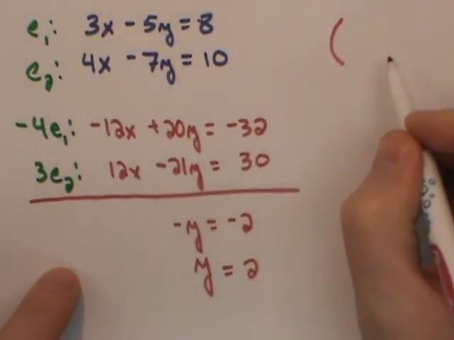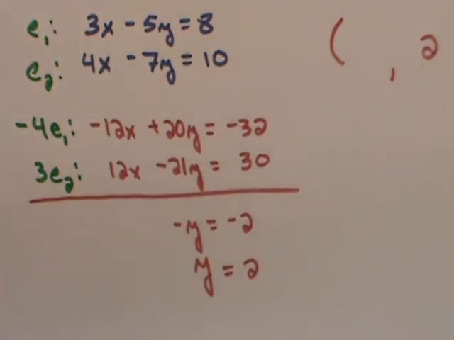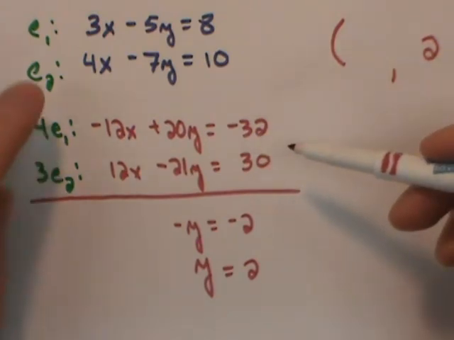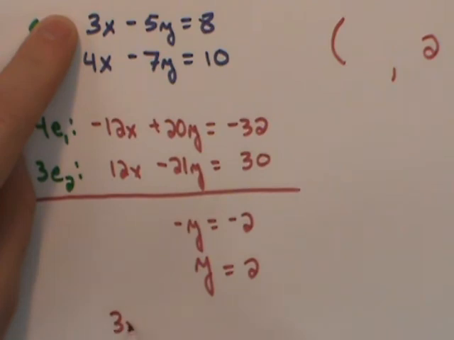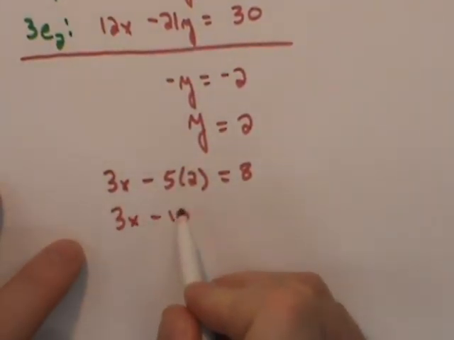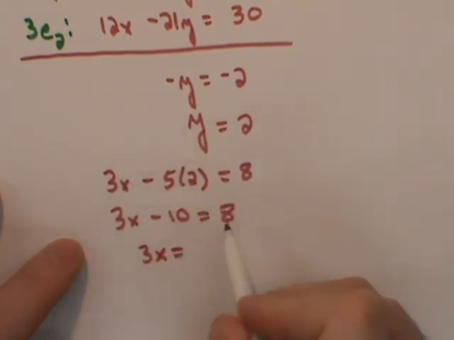Now I'm half there. I have one of the ordered pairs, so I'm guaranteed that the two lines must intersect at a point. I can find the x value by simply taking this y equals 2, and plug it into any of these equations. I think I'm going to go to the first equation, and as I go to the first equation, I can say 3x minus 5 times 2 equals 8. Now as I solve that, this would be 3x minus 10 equals 8.